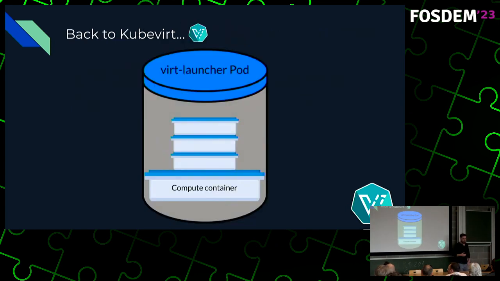Okay, so now back to KubeVirt after all of these introductions. In KubeVirt, we have the virt-launcher pod. It has some containers in it. The compute container is the main container. Inside the compute container, we run the QEMU process, which actually runs the guest. And this is the main container that we're using.